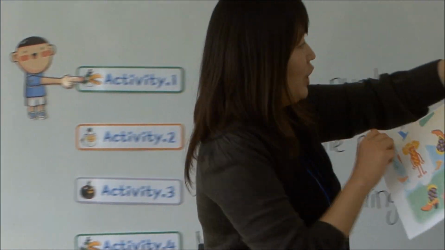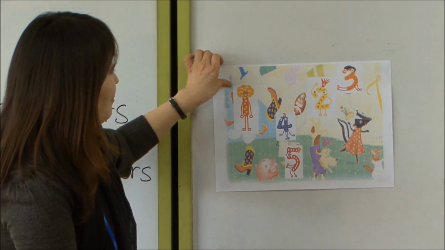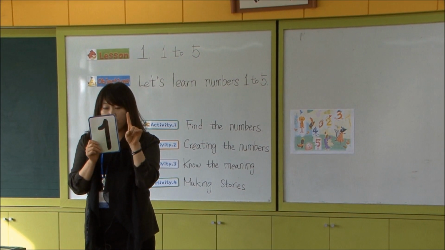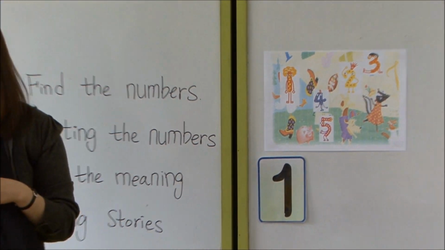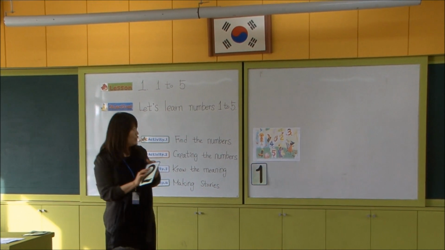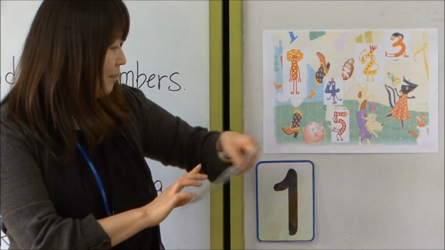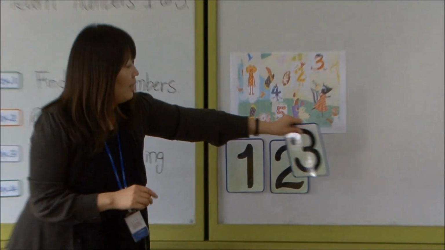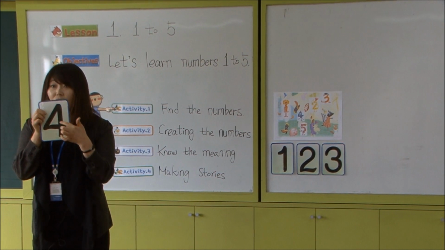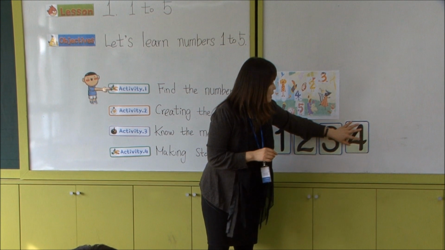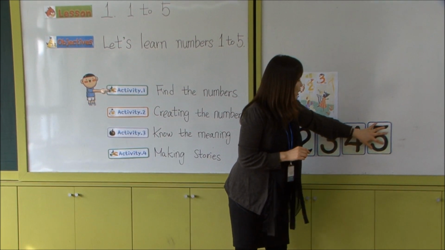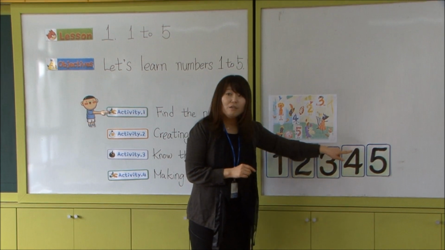So let's put this picture here. And so then we can say number 1, and this one is number 2, right? Number 2 is here, and this one is number 3, right? Then look at this. He is number 4, right? And next one is number 5, right? So we say number 1, 2, 3, 4, 5.